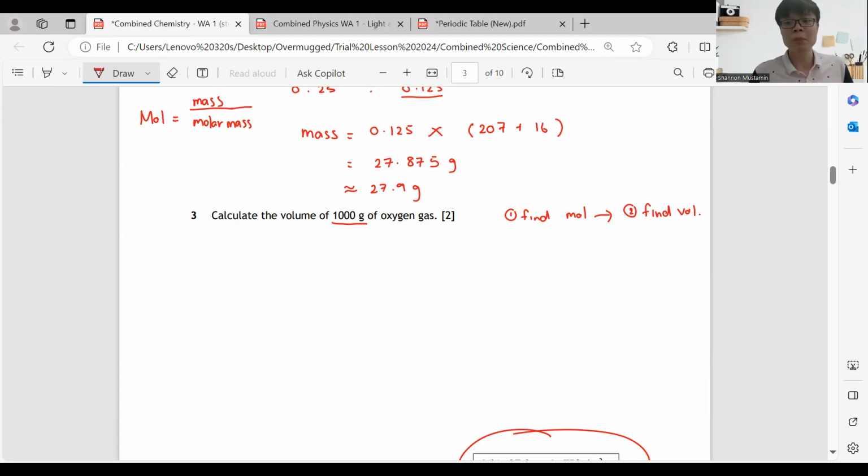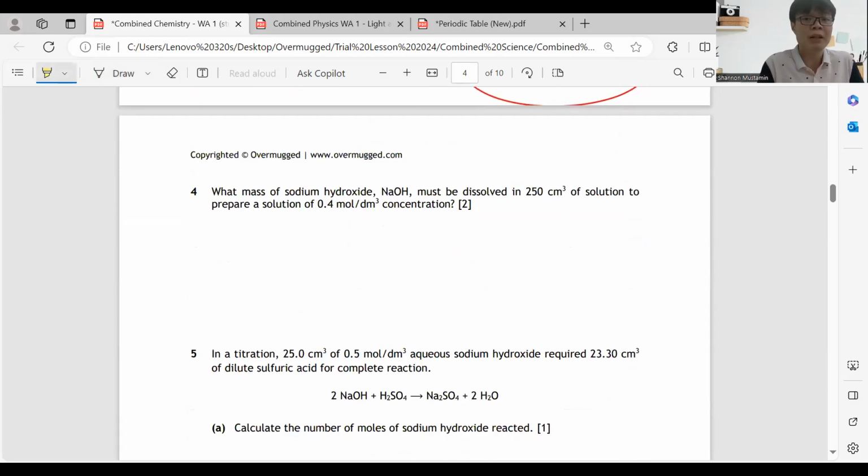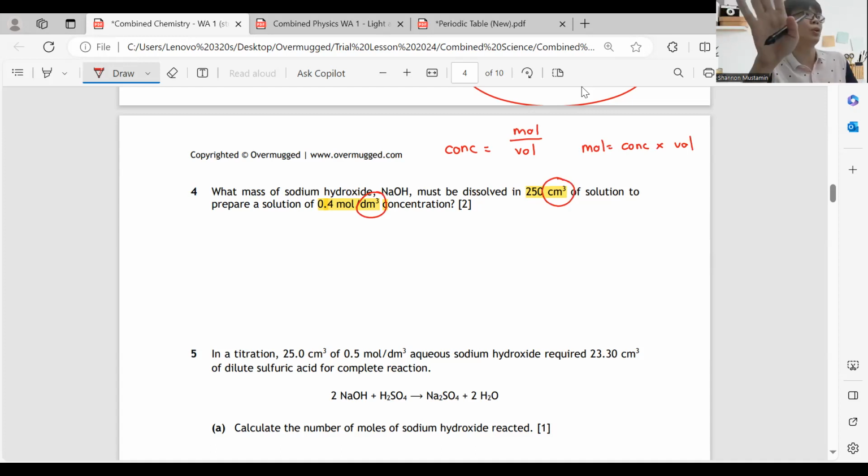As I said, more question, find mole first. Okay, with the starting information, how can you find mole? Try to recognize this set of information, because according to the formula, concentration equals mole divided by volume. What does that mean? You want to calculate mole? You just shift: concentration times volume. But take note, this is dm cubed, this is cm cubed. For chemistry, 99% of the time, you need to convert cm cubed to dm cubed, you divide by 1000. Now in dm cubed.